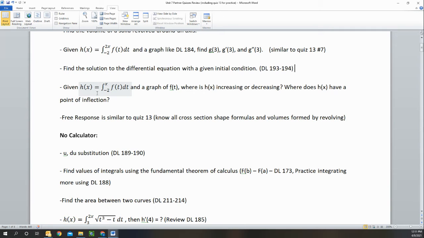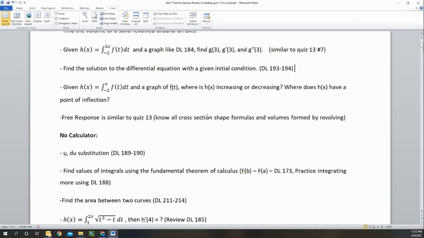So if I'm given a function defined by an integral, make sure you know when the function is increasing or decreasing, meaning the derivative is positive or negative. The derivative of h of x would just be, in this case, f of x. Up here, it would have been f of 2x times 2. But down here, the derivative is just f of x. The second derivative then of h, so h double prime, would be f prime of x. So make sure you can go through that process.